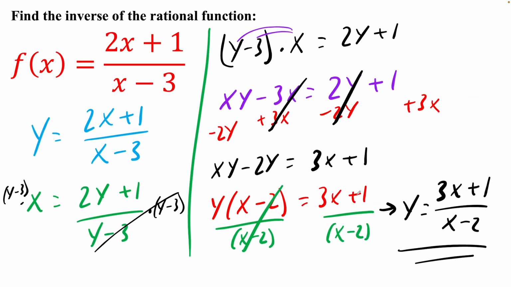Now, like I said, this one we'll fix too. We're not solving for y, we're solving for the inverse. So we will say f to the negative 1 of x is equal to this. But I'll go ahead and rewrite it. (3x + 1) over (x - 2). And this right here is our final answer.